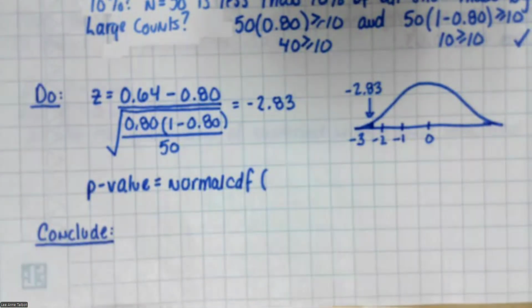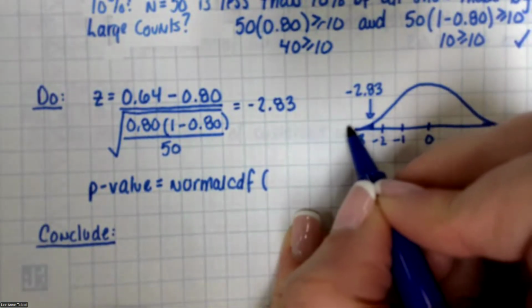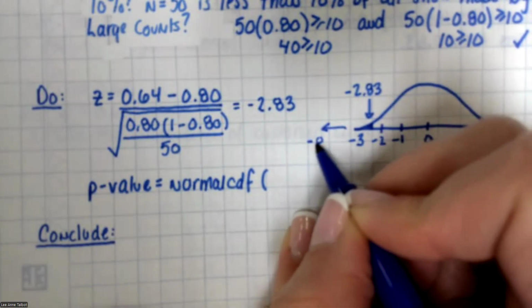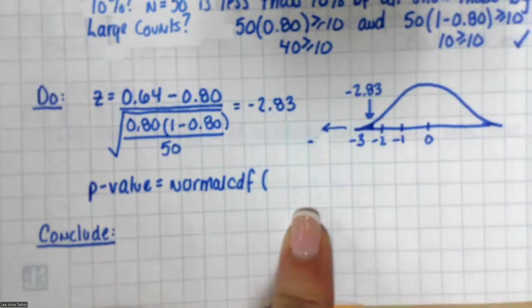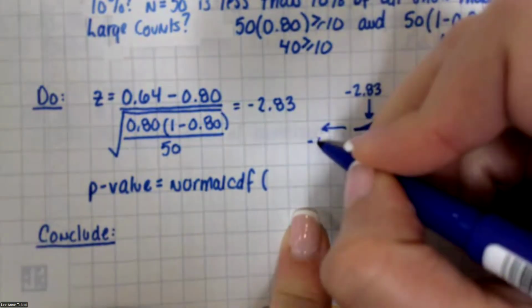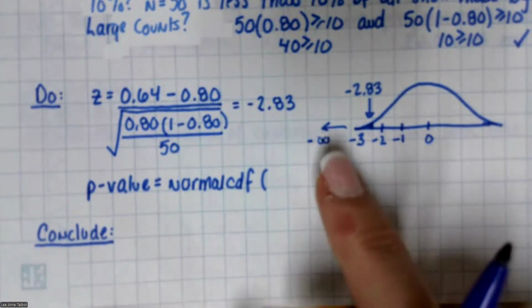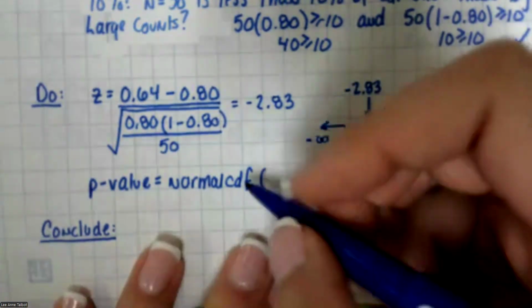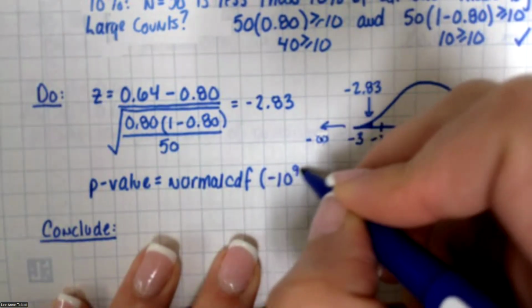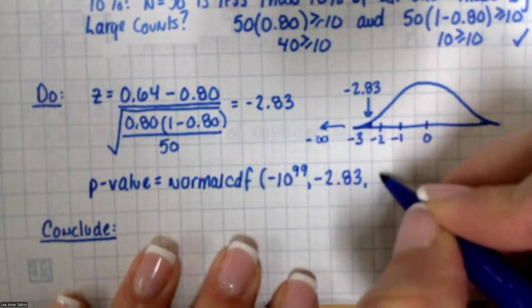And I'm going to use my picture also to help me write my normal CDF, because if I'm in this tail going this way, that's sideways. I know this is chapter 2, but I just want to bring it up again. If your tail's going this way, your low is going to be negative infinity. Your high is negative 2.83.